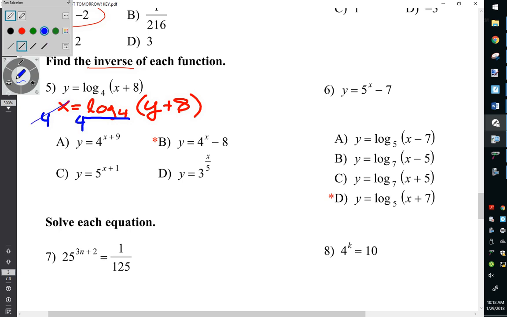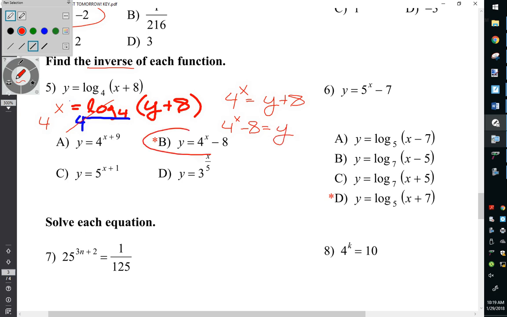Those would cancel. I'm sorry, that wouldn't cancel. Let me try that again. Said the wrong thing. That would cancel. So I've got 4 to the x equals y plus 8. The last thing I need to do is subtract 8 from both sides. And my final answer would be that one.